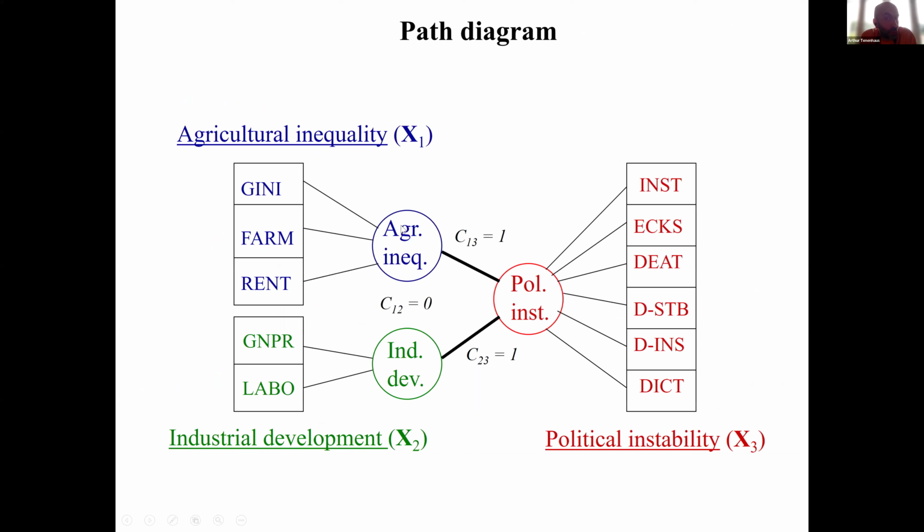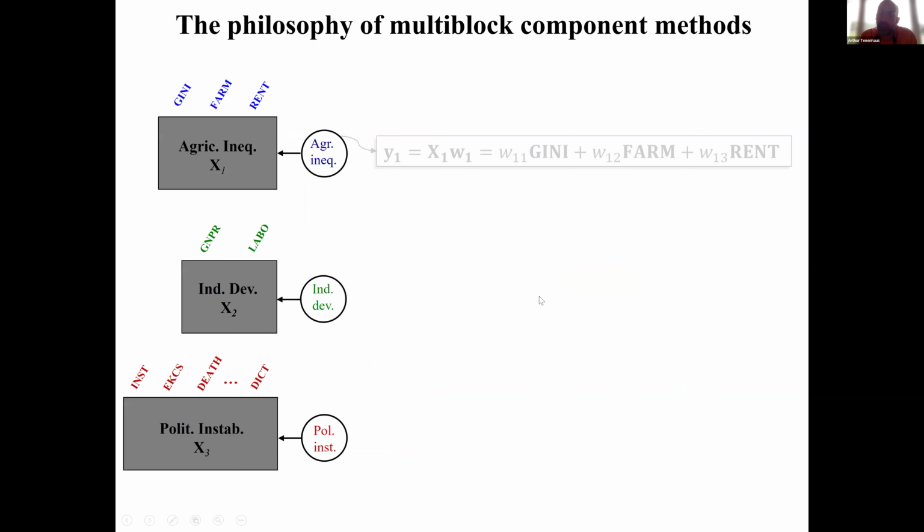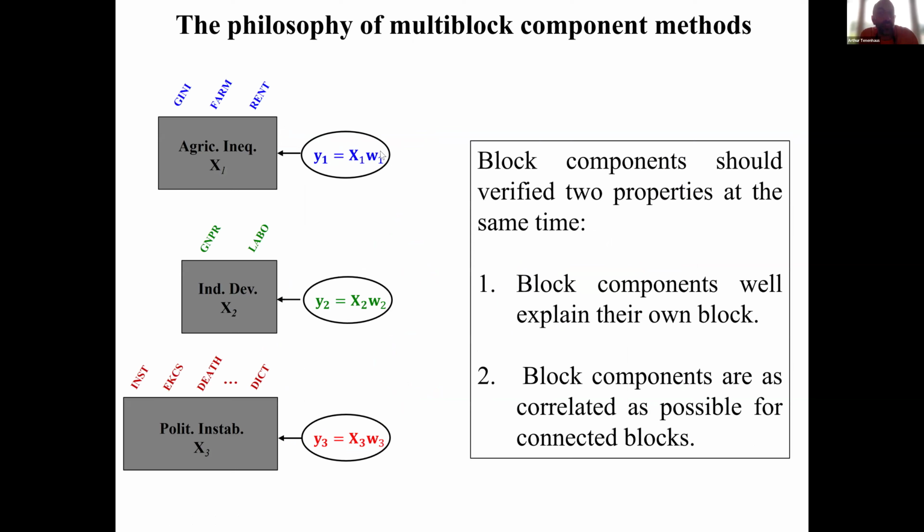So we want a component that is a good summary of the block. But in addition, we want a component that is correlated to its connected component. These are the two criteria we want to impose when we estimate W1, W2, and W3. Block components will explain their own block in terms of a PCA criterion. Block components are as correlated as possible for connected blocks.